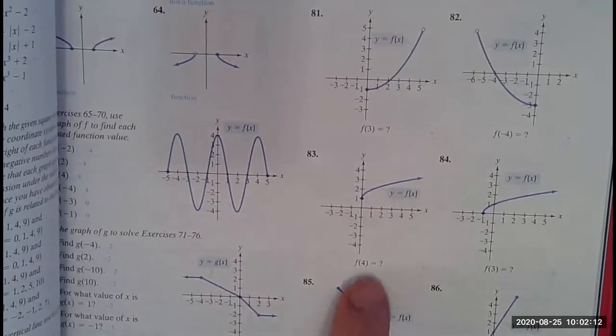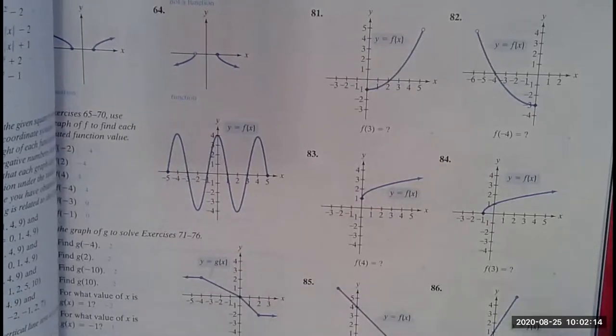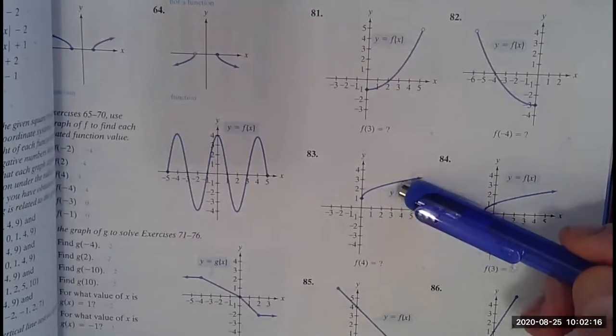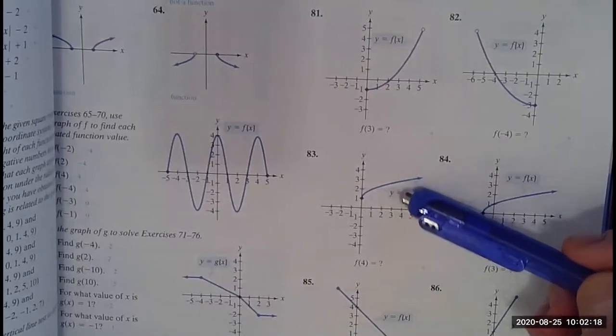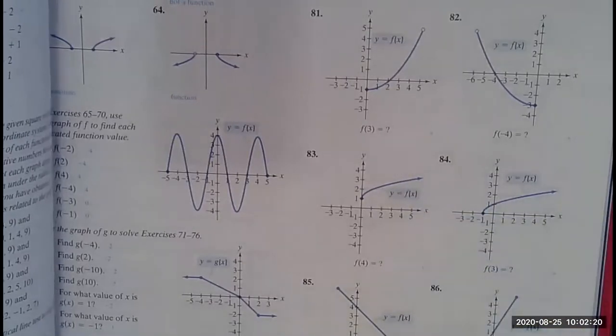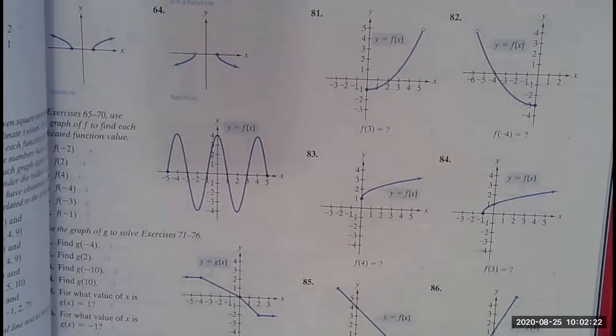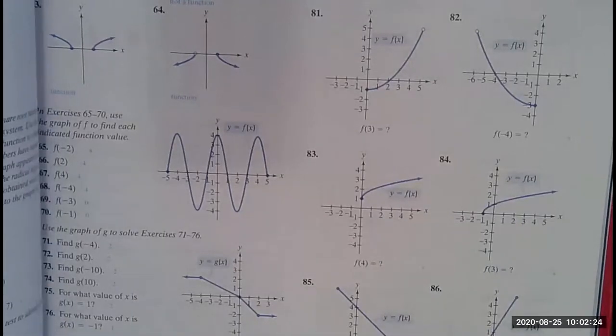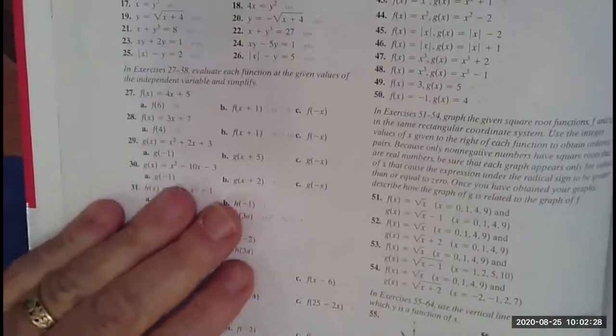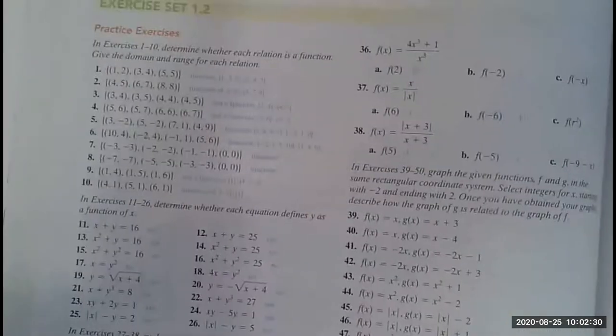And then what's f of 4? You'd say f of 4 is right about there. It looks like it's 3. f of 4 is 3. All right, so you get a few of those. Here's some questions about whether they're functions or not. Let you kind of look at that.